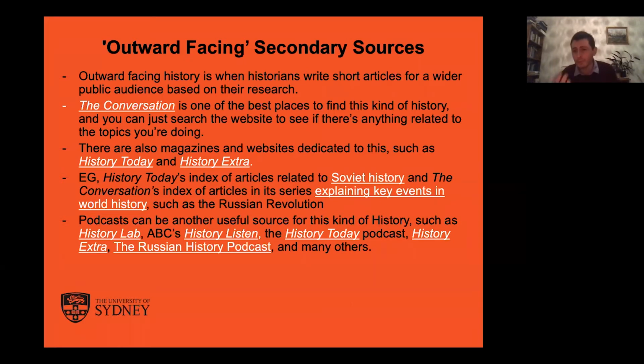And a lot of the time when you're using textbooks or even other readings that your teachers select for you, you'll be using sources that are maybe 10, maybe 20, maybe even more years old. And this kind of outward-facing history is a great way to get access to cutting-edge new scholarship in a really cheap, easy way. So you've probably come across The Conversation before. It's a website that is funded by universities to publish this kind of research. And it's really one of the best places to find this kind of history. And you can just search the website to see if there's anything related to the topics that you're doing.